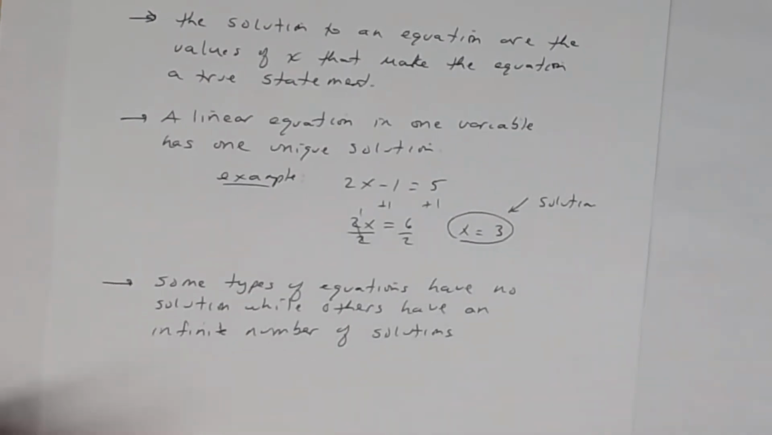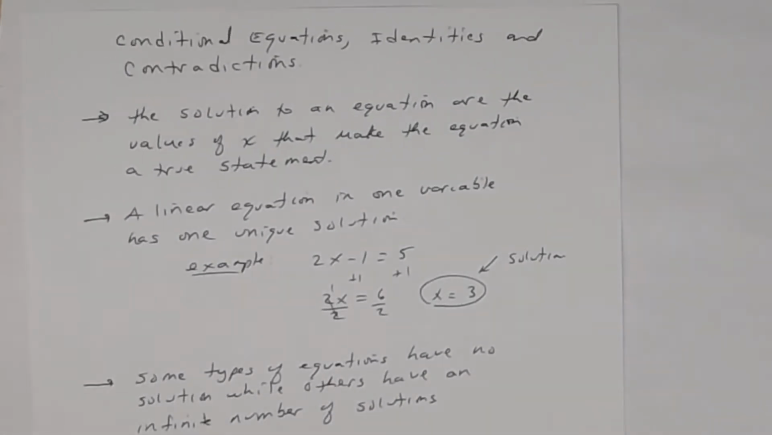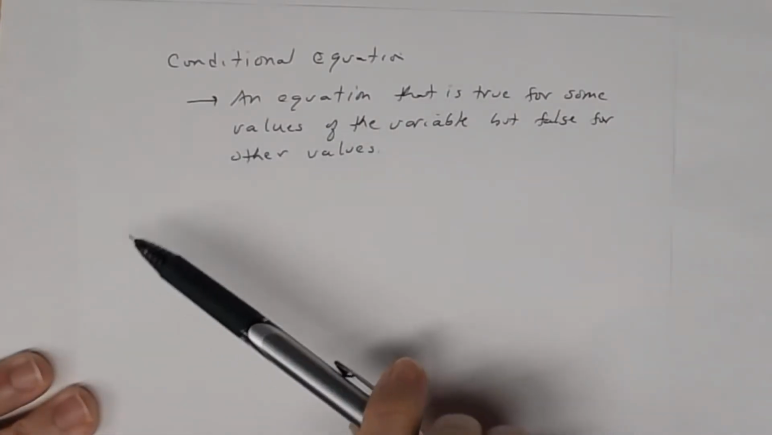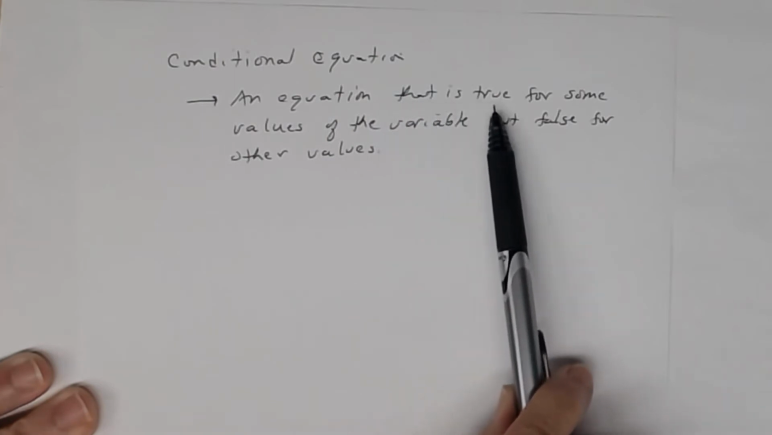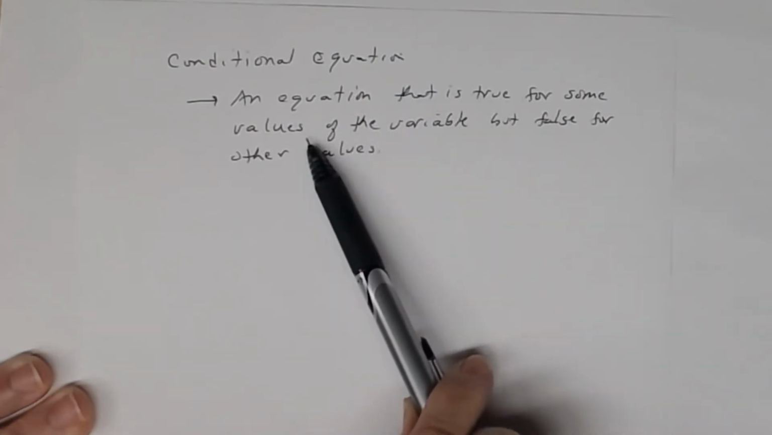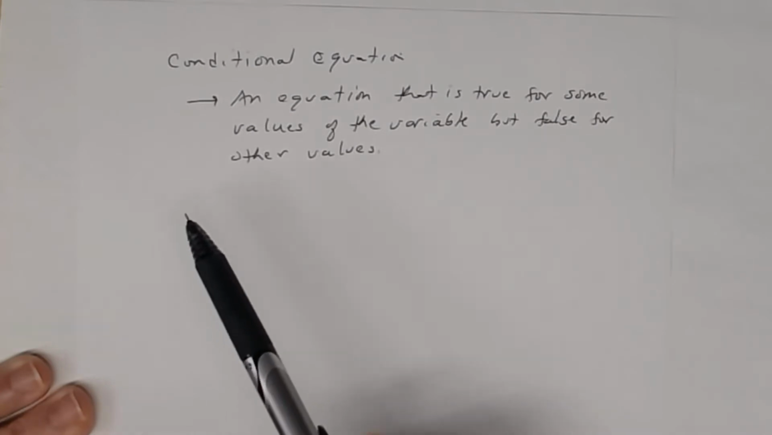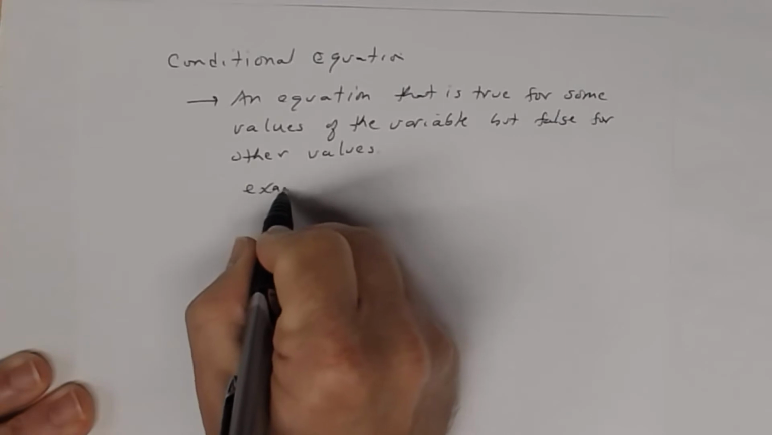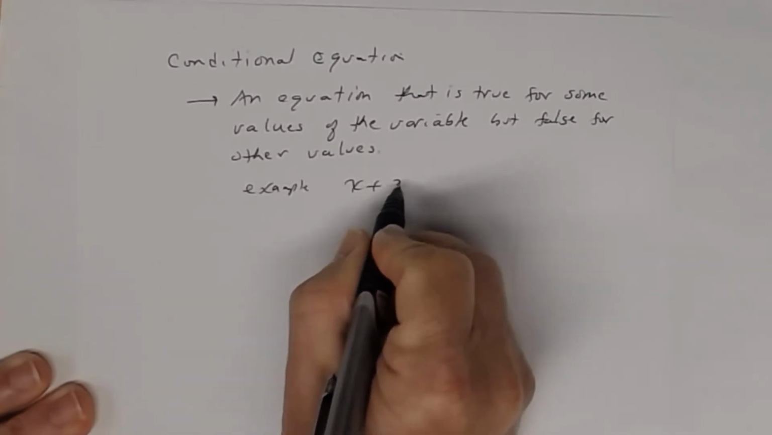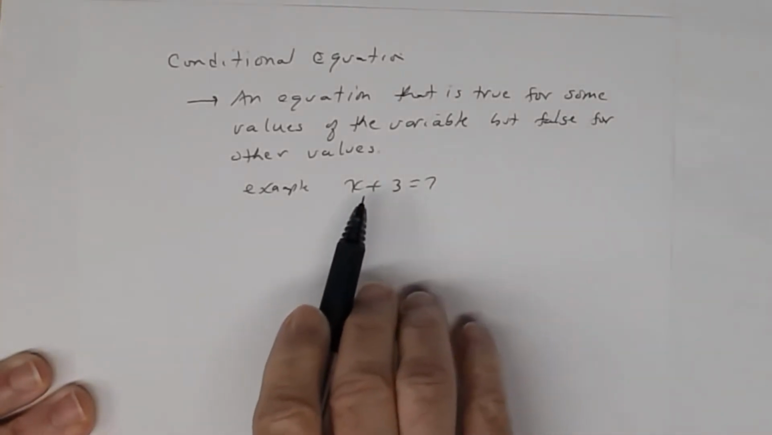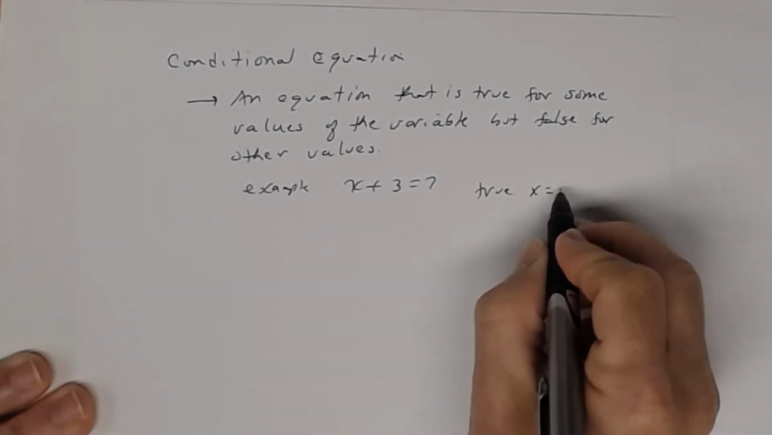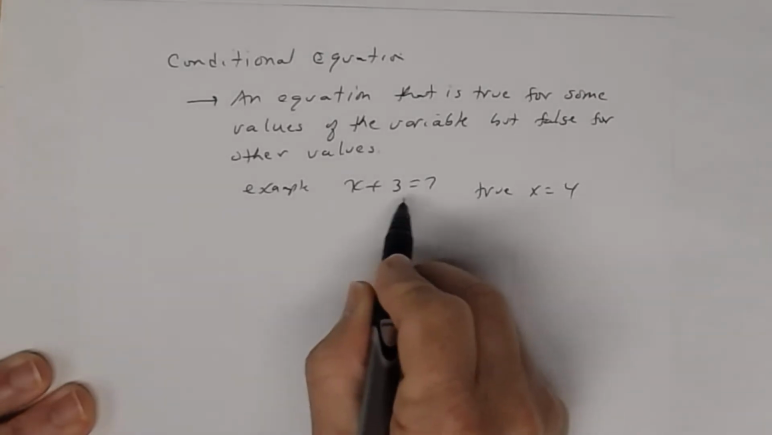The first one I want to look at is what we mean by a conditional equation. A conditional equation is defined this way. Your textbook defines it this way: an equation that is true for some values of the variable but false for other values. For example, if I look at this very simple example, x plus 3 equals 7, this linear equation is true for x equals 4, since 4 plus 3 is 7.